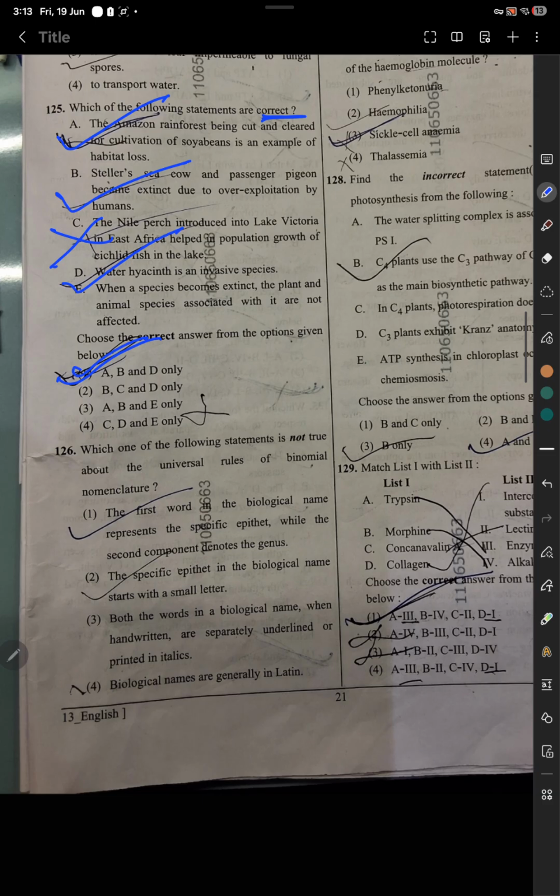Question number 126. Which one of the following statements is not true about the universal rule of binomial nomenclature? So option number 1, the first word in a biological name is represented as specific epithet, while the second is genus. It's wrong. This and this are correct.